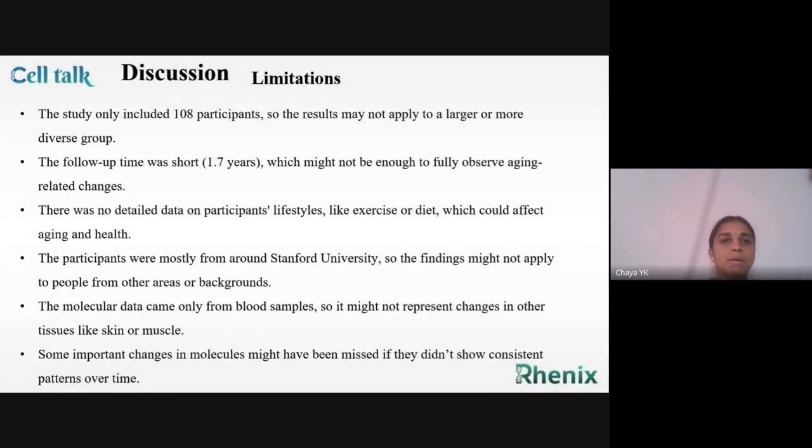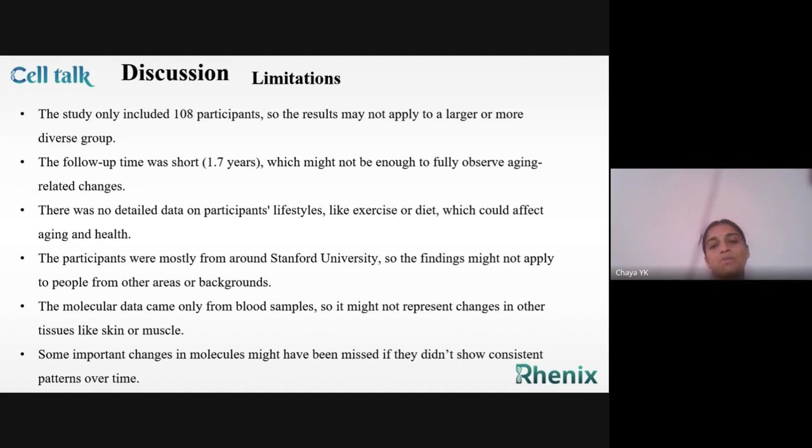And coming to the limitations, the study had only 108 participants, so the results might not apply to larger or more diverse groups. The follow-up period was short, that is 1.7 years, making it harder to capture long-term aging changes. No detailed data was collected on participants' lifestyle like exercise or diet, which can influence aging and health.